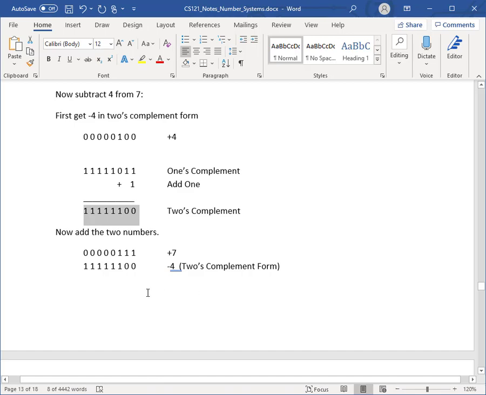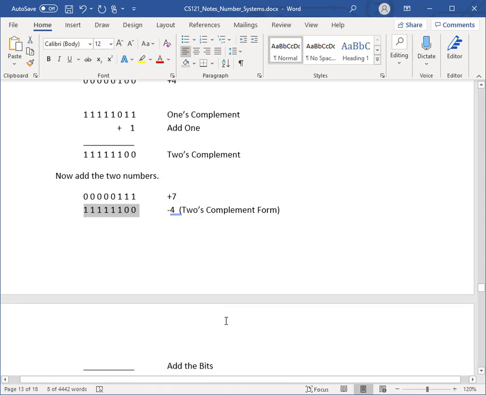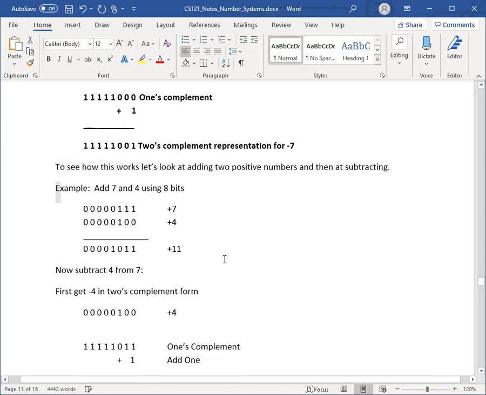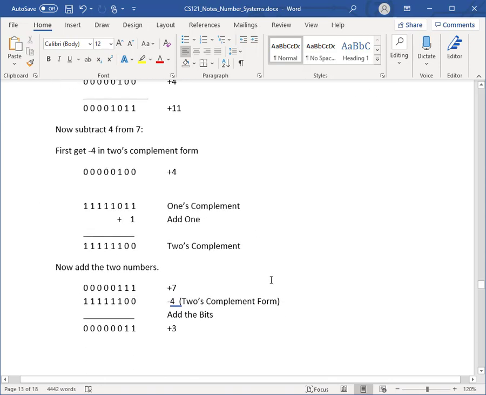Now, let's add them. Here's positive 7, and here is our negative 4. And I've lost the solution down here. So let me modify this a little bit. Let's remove some space so we can see all that on the same page. Okay, so back to this. Positive 7, negative 4. Let's add them. 1 plus 0 is 1. 1 plus 0 is 1.